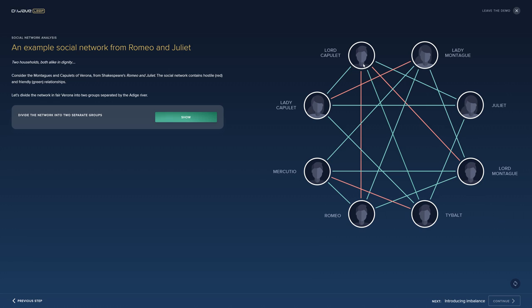Interesting is, this is the guy who has two haters, or two not friendly relationships. But friendly to ladies. Oh, well, that's the wife, I guess. Lord and Lady Capulet. And they are friendly to Juliet. So Juliet likes both of them. But Romeo, who actually should be with Juliet, hates Lord Capulet. And there is no connection to the lady.